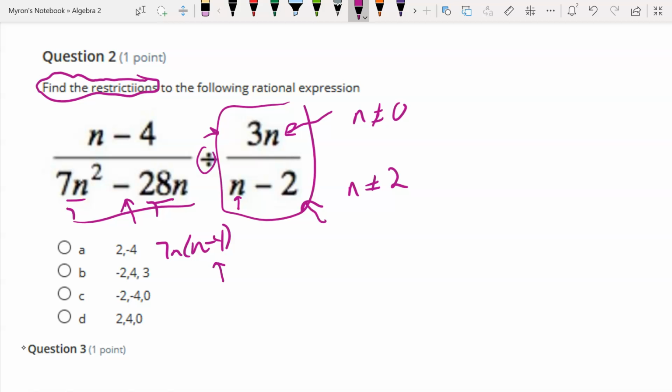And what about this one? N minus 4. What would cause that to be 0? N can't be 4. 4 minus 4 would be 0, right? What cancels it out, which basically flips the sign, right? So n cannot be 2, 4, or 0, so the correct answer is D. N cannot be 2, 4, or 0.